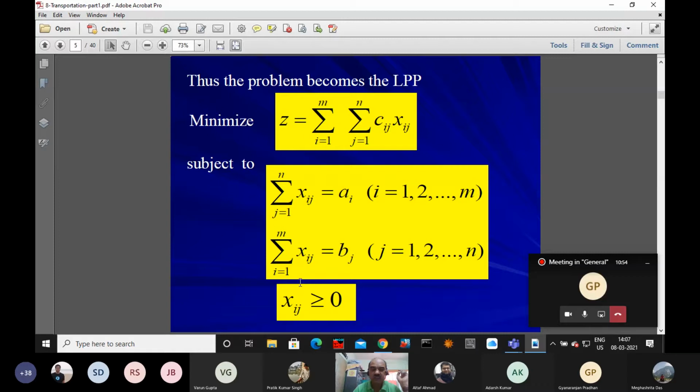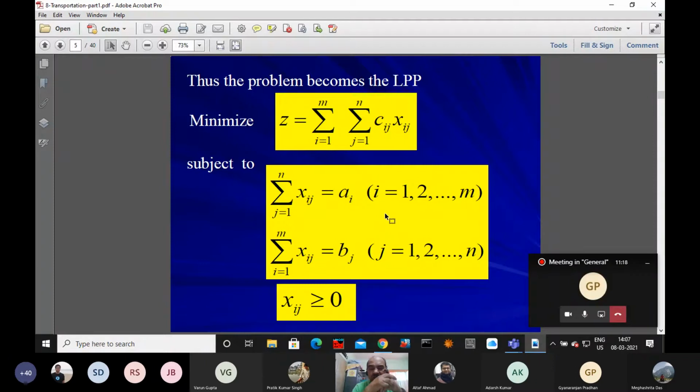Similarly here, summation over i, where i varies from 1 to m, of Xij equals bj, j varies from 1 to n. The first set is called the source constraints. There are m source constraints, and in the second set there are n destination constraints. Altogether there are m plus n constraints.